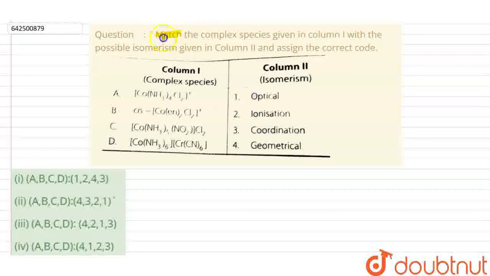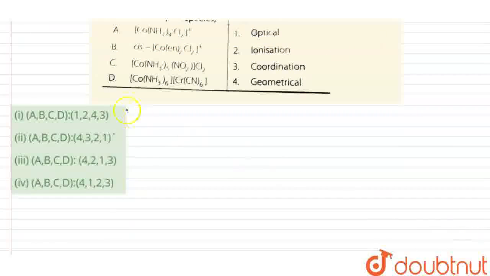Hi friends, the given question is: match the complex pieces given in column 1 with the possible isomerism given in column 2 and assign the correct code. In column 1 there are 4 complexes given, and in column 2 the type of isomerism that they exhibit. We have to match which complex will exhibit which isomerism, and there are codes given here as options. So we have to match and find the answer.